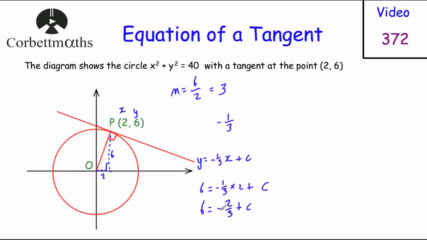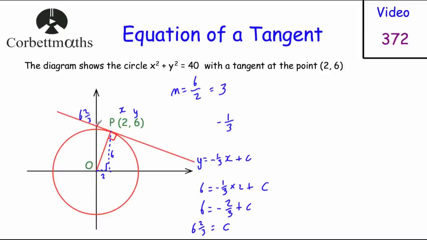Now, we want to get c on its own, so we don't want this negative 2 thirds here. So let's add 2 thirds to both sides. So 6 add 2 thirds would be 6 and 2 thirds. And then on the right-hand side, we added 2 thirds to get rid of the 2 thirds, and then we'll just be left with c. So that's it. We've got our y-intercept. This point here is 6 2 thirds, or 6.66666 recurring.